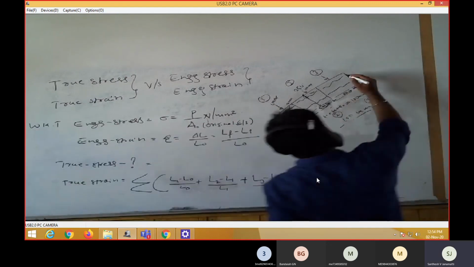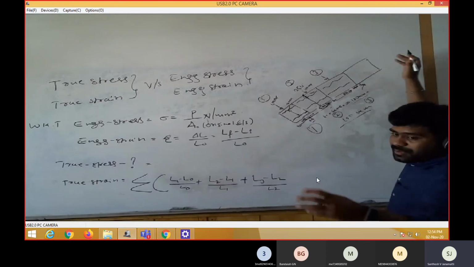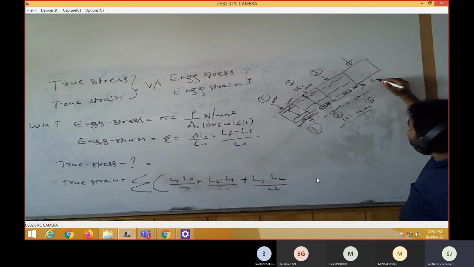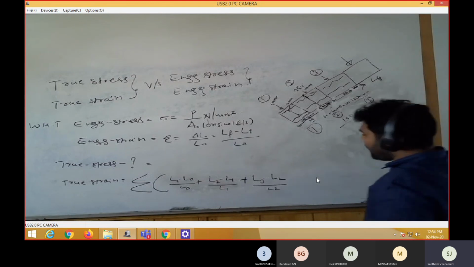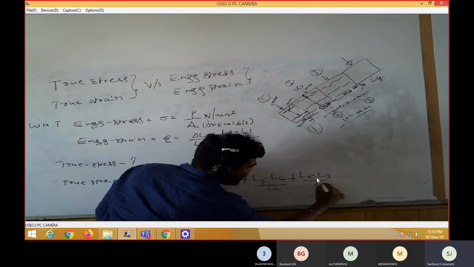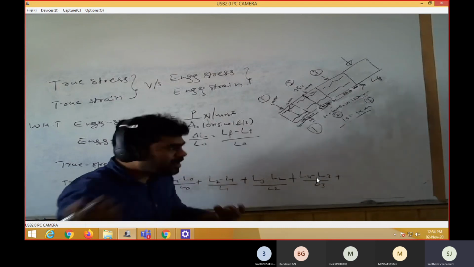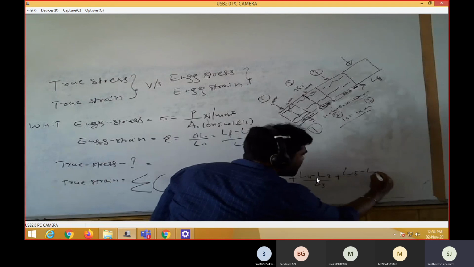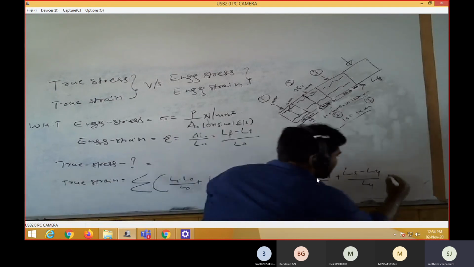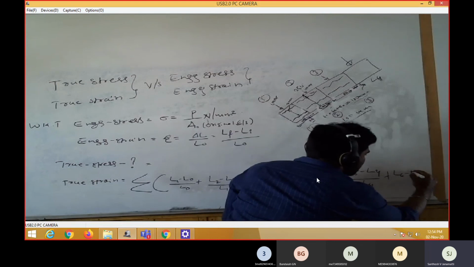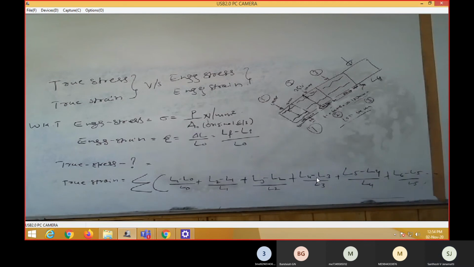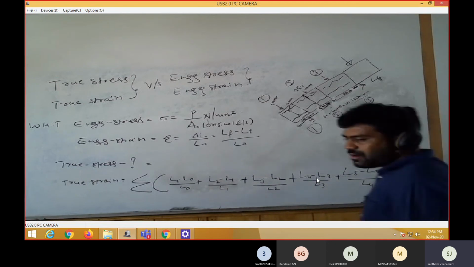Again, you can take one more portion. Again the cross-sectional area is bigger, and I apply the instantaneous load. As a result, you can get L4. Again I will take plus L4 minus L3 divided by L3. If you want one more, you can take L5 minus L4 divided by L4. If you want one more, you can take L6 minus L5 divided by L5. So it continues and goes on.